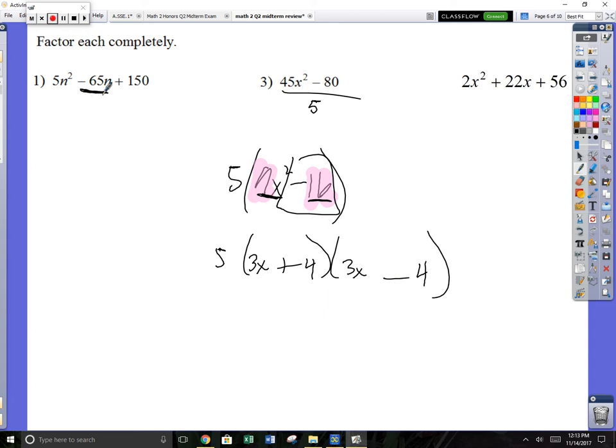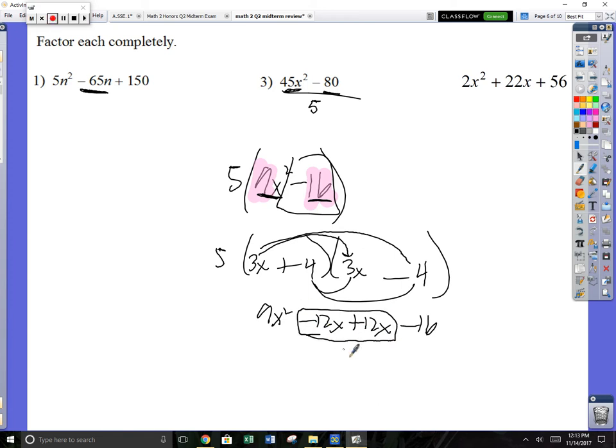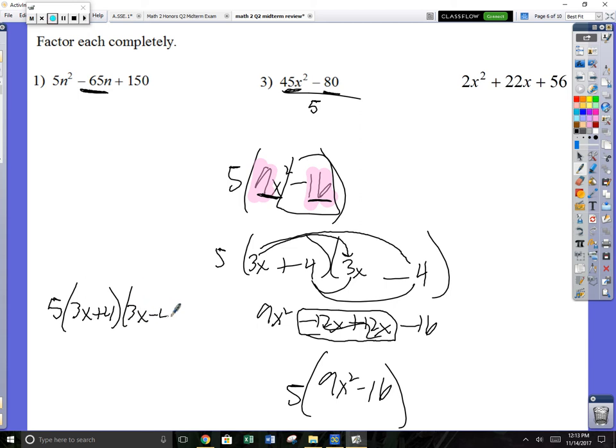So this is missing a middle term. It just has kind of the beginning and the end. It's missing a middle, because if you start timesing through, 3x times 3x is 9x squared. 3x times a minus 4 is a minus 12x. 4 times 3x is a plus 12x. 4 times a minus 4 is a minus 16. These like terms are 0. So you just have 9x squared minus 16, and then times that by 5. So your final answer is kind of like the first. There's 3 factors. 5 times 3x plus 4 times 3x minus 4.